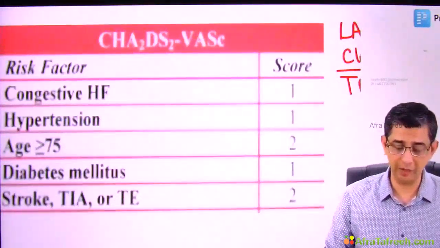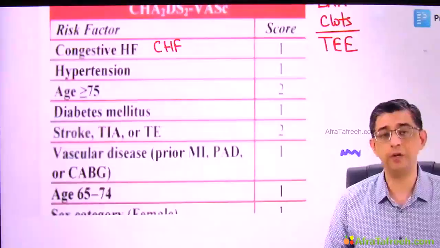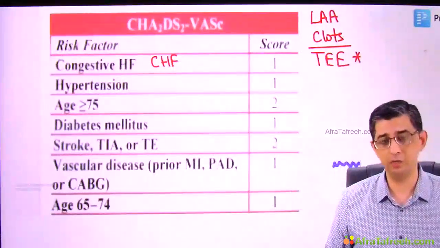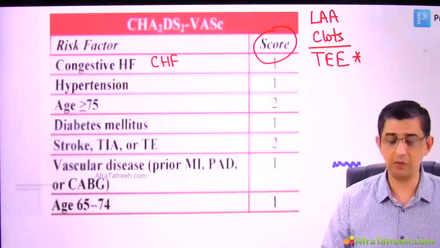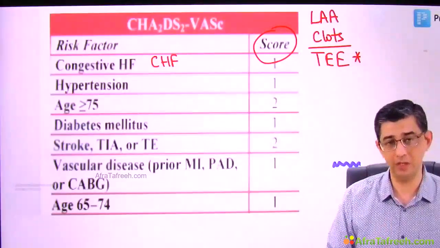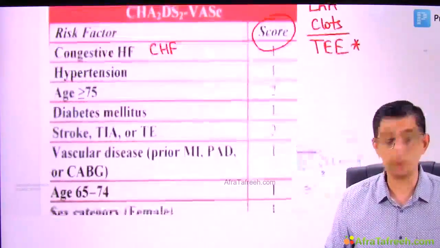Just look at the parameters there. Alphabet C stands for congestive heart failure, then hypertension. Then is age of the patient. You can see that the scores are given. You don't need to remember the scores per se. What you need to remember is mainly the parameters. So just get the parameters right. CHA2DS2-VASc: it is congestive heart failure, hypertension, age, diabetes mellitus, stroke history.